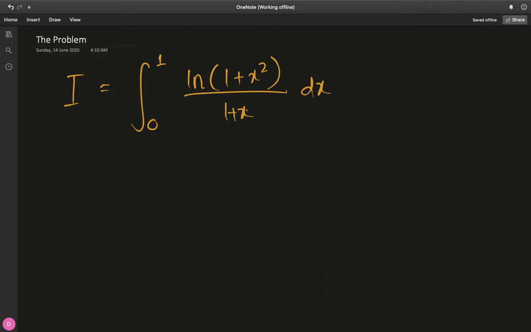Although you may notice that the denominator 1 plus x could in theory be rewritten as a geometric series, because again we are on the interval from 0 to 1, so we are in the radius of convergence when it comes to geometric series. But that's not going to help, at least for this integral. This technique worked for, I think, the last integral, but it's not going to work for this one.